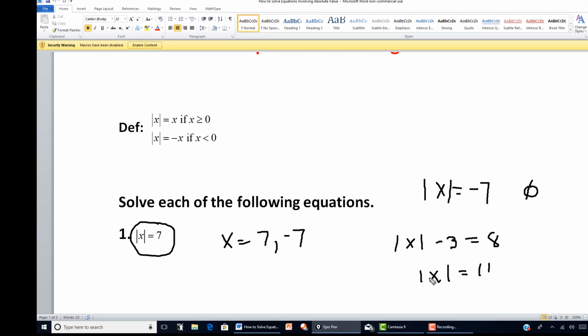So again, based on the definition, if x is positive, then it's x. If x is negative, then it's the opposite of that. So this would tell me then that x has to be either a positive 11 or negative 11. Absolute value of 11 is 11. Absolute value of negative 11 is also 11. So you can easily check that.